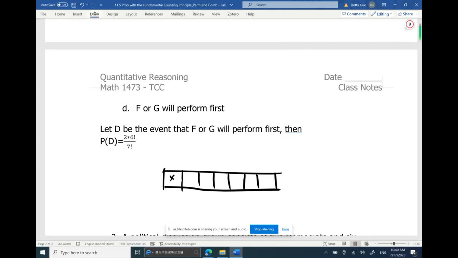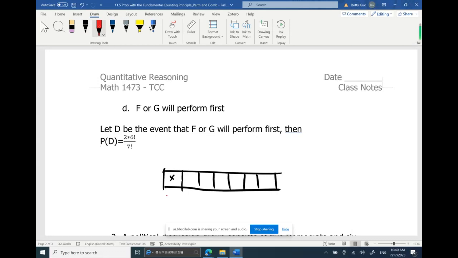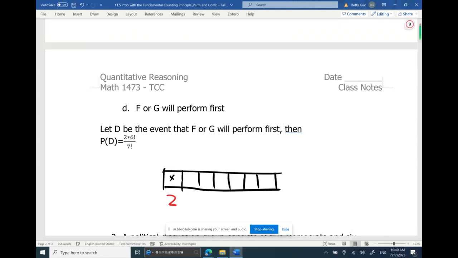So we have how many options to arrange the first slot? We have 2 options, right? Yeah, because we can put F here, or we can put G here. So we have 2 options to do the first slot.